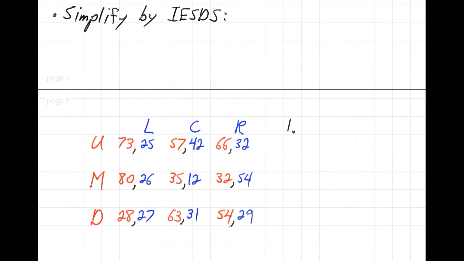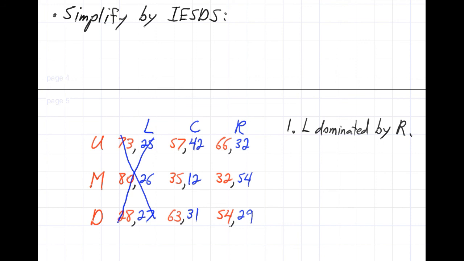Let's look at the left strategy and compare it to the center strategy. So 42 is better than 25, but 26 is better than 12. So L is not dominated by C. Let's compare L to R. 25 versus 32, okay, R is better. 26 versus 54, okay, R is better. 27 versus 29, aha! We see that always L is dominated by R. So L is dominated by R, which means we can eliminate L. And that gives us a reduced matrix.